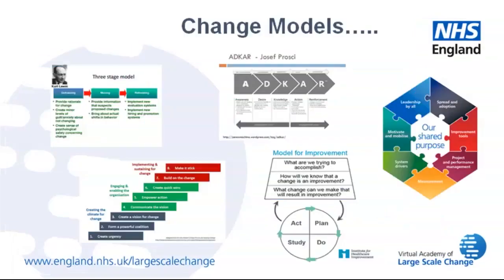So, there are lots of different change models out there, and we recognize that there's loads of them. Here are just some examples. So you've got the 3-stage model, which is unfreeze, change, refreeze by Lewin. 8-step change by Kotter, ADKAR by Prosci. The model for improvement, which is quite well known, by the IHI. And the change model, which is the NHS Institute for Improvement and Innovation. And we're going to be talking through that one today.